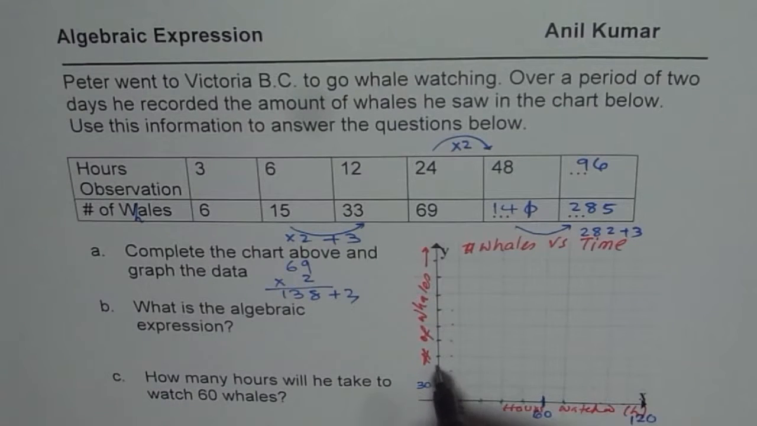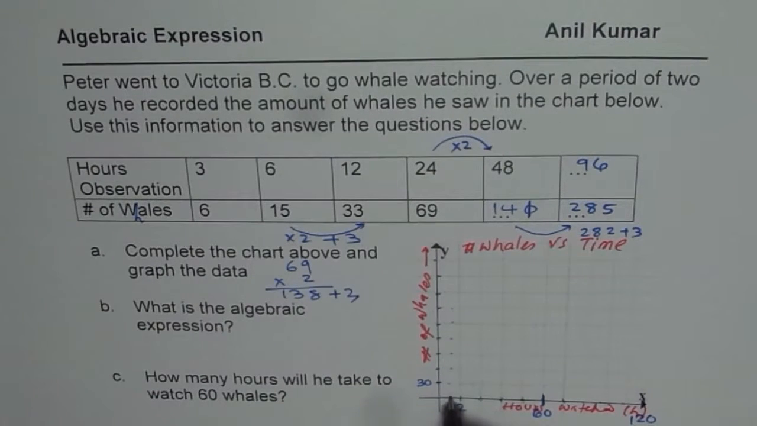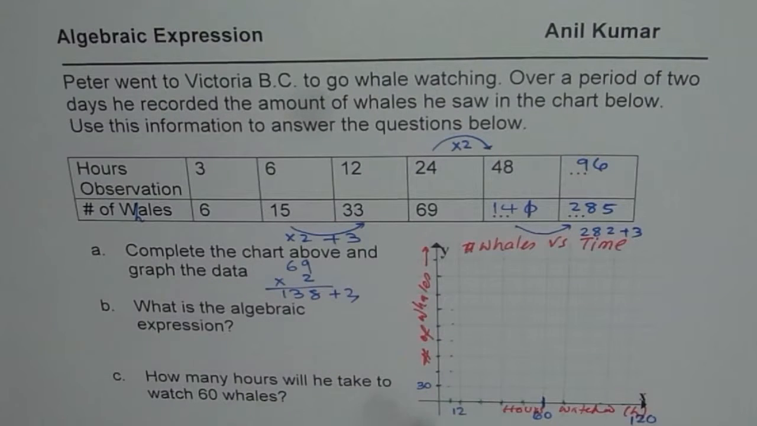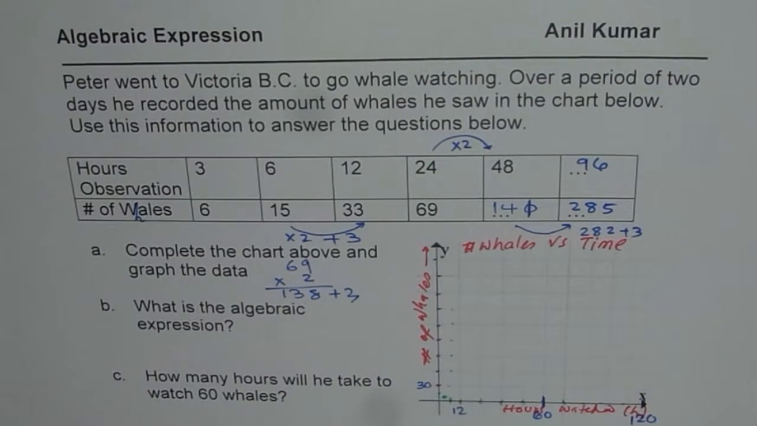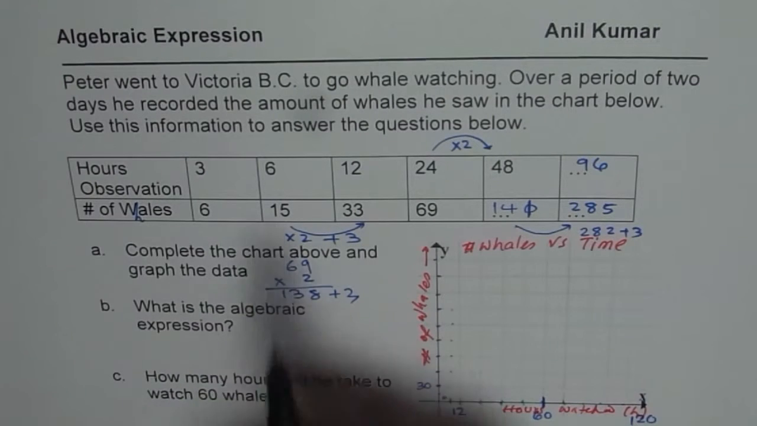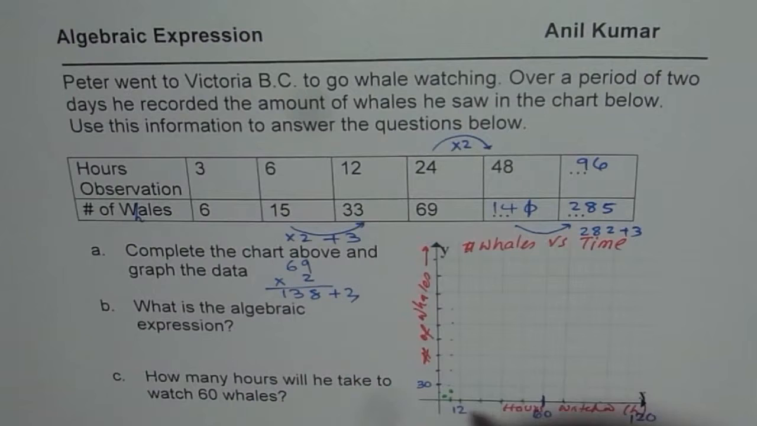If I'm taking each unit along the y-axis as 30, so 3 is a quarter, right? So 6 is half, 3 is a quarter, and for 3 hours the number of whales is 6. So for 6 hours it is 15, and this is half of half. So this point is kind of like here, right? That is where I get my point. For 6 it is 15, so it's almost half of half, right? So that is the point, correct?